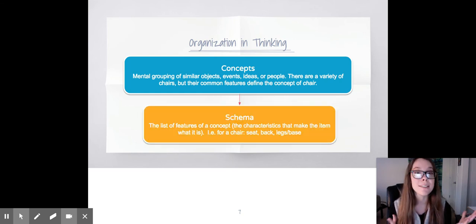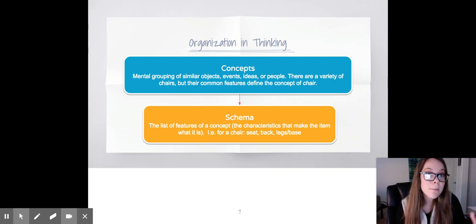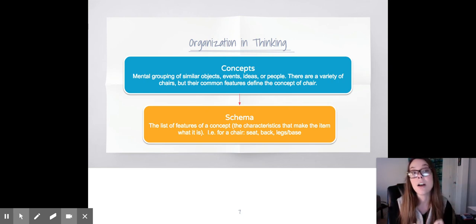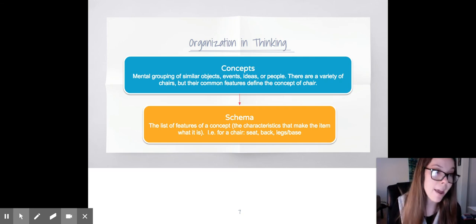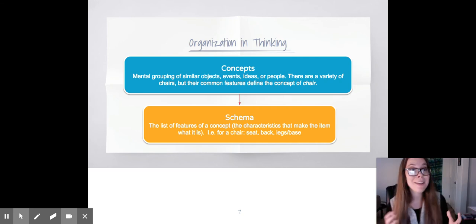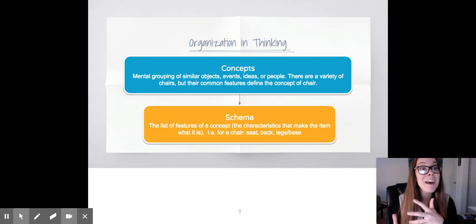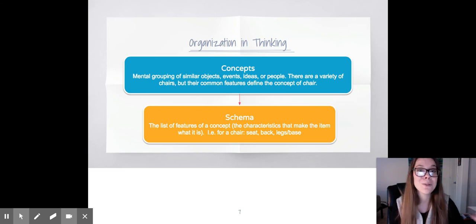We then have schemas, and schemas are the list of features of a concept. So the characteristics that make the item what it is. So for example, a chair has a seat, a back, legs, a base. So schemas are more details within the concept, right? For example, you can have a schema of what makes a house pet, right? So house pets like bunnies, dogs, cats may be in a different schema than horses and elephants and animals that don't fit into the details of those categories, right?